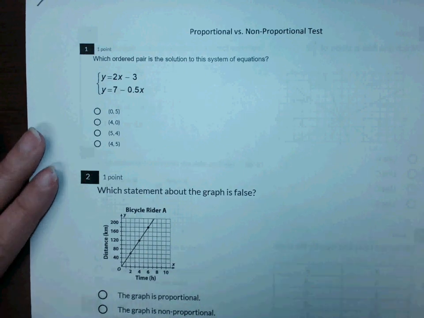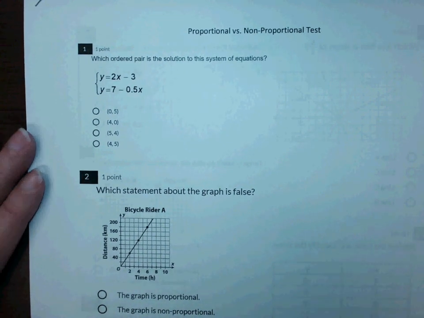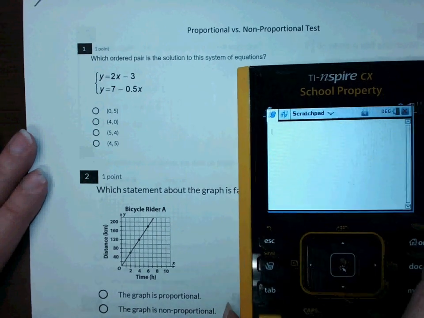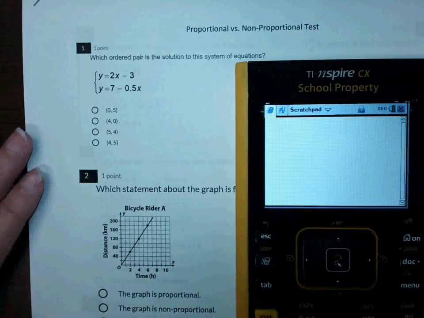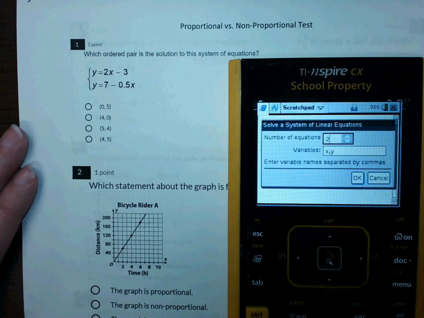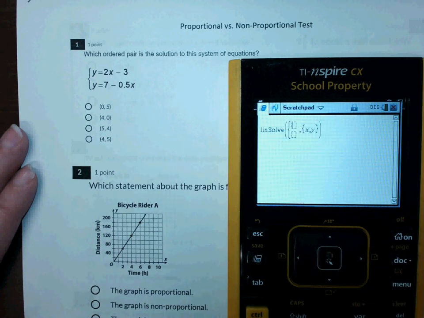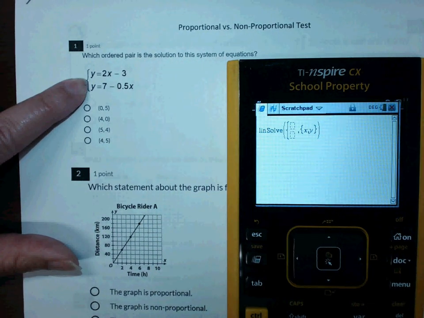All right, number 1 says, which ordered pair is the solution to this system of equations? If you'll remember, we learned how to do this on the calculator. I have 2 equations, so I'm going to use menu 3, 2. This pops up. I have 2 equations. My variables are x, y, so I'm going to say OK.